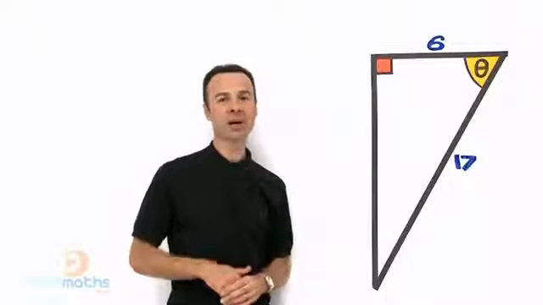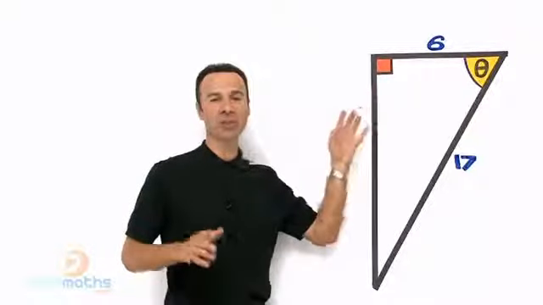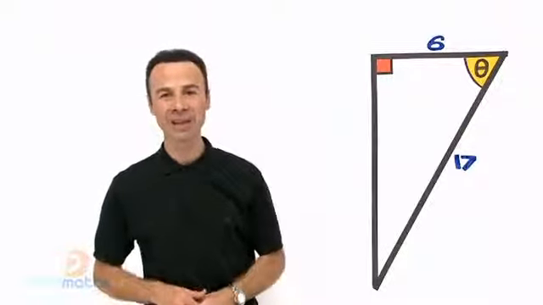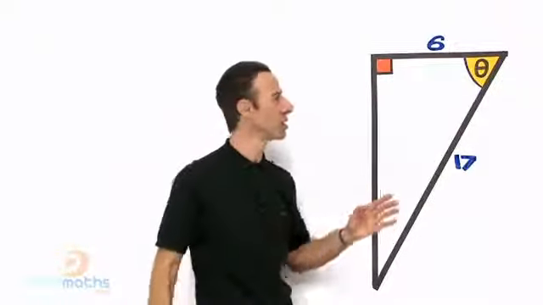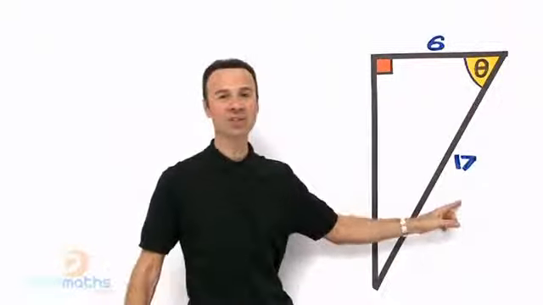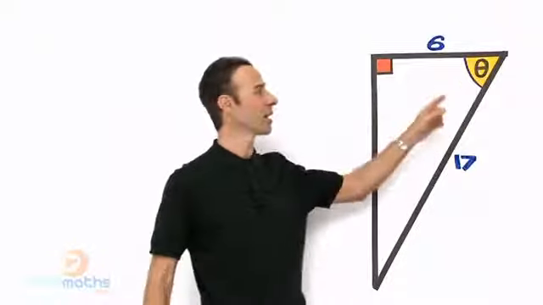Now with this theta we are in a right angle triangle, so that means we can use the trig ratios, sine, cos or tan. Now what are we given? Let's have a look at the clues in this question. We have the 6 across here and we have this long length down here. The distance is 17. So our task and mission is to work out the theta.